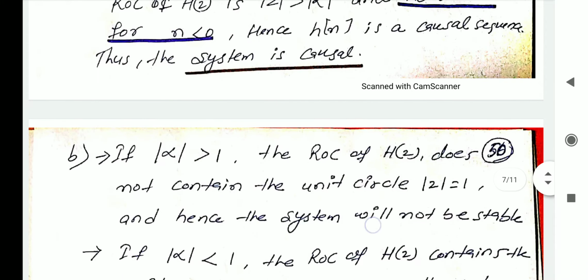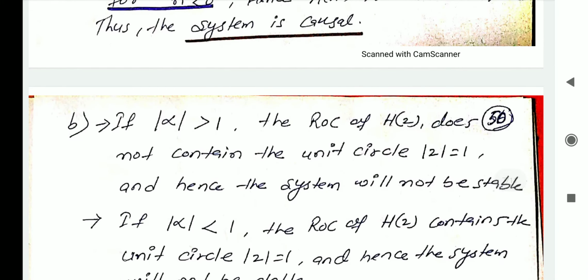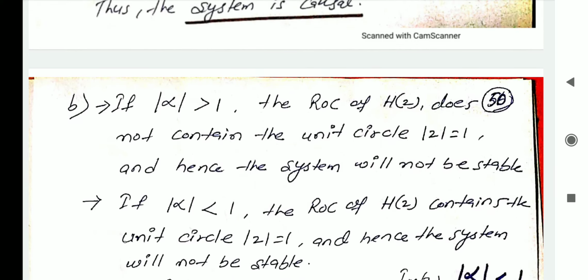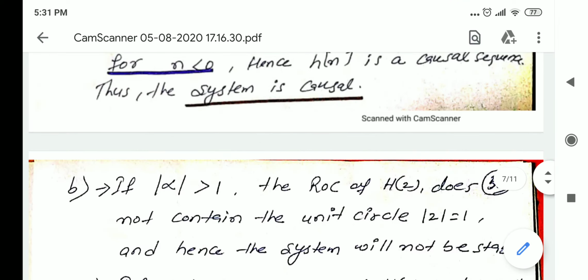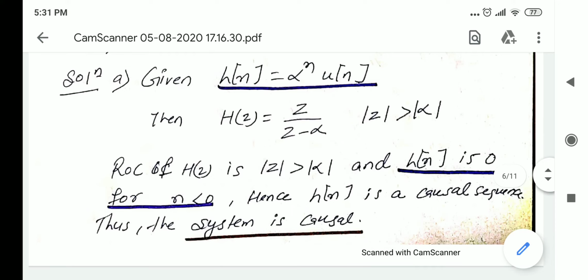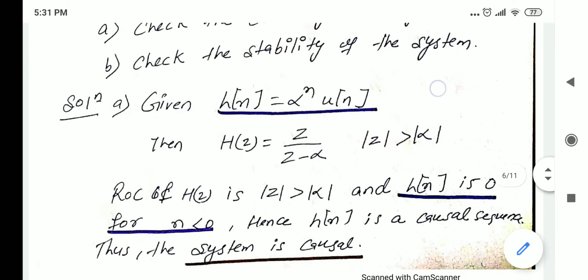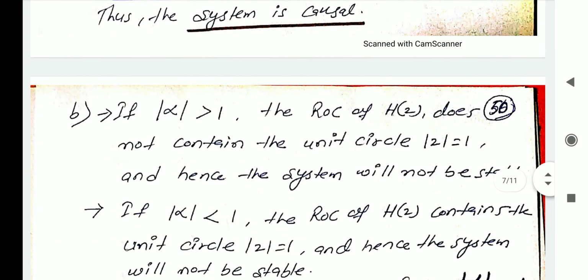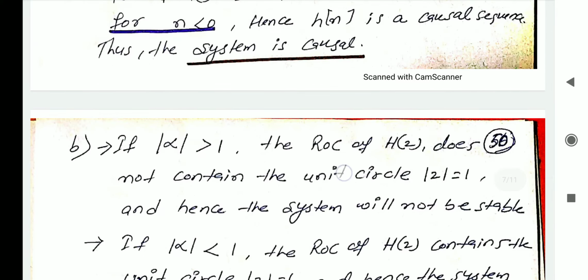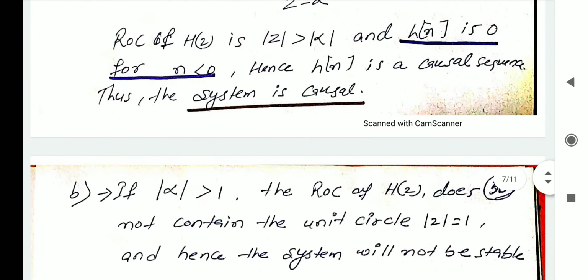Now coming to the stability part, we consider mod of alpha greater than 1. The ROC of H(z) does not contain the unit circle in that case. Here we don't exactly know the value of alpha; it's not given in the question. So we'll have to assume two cases. If alpha is greater than 1, that means alpha is a value greater than 1, in that case the ROC of H(z) does not contain the unit circle.